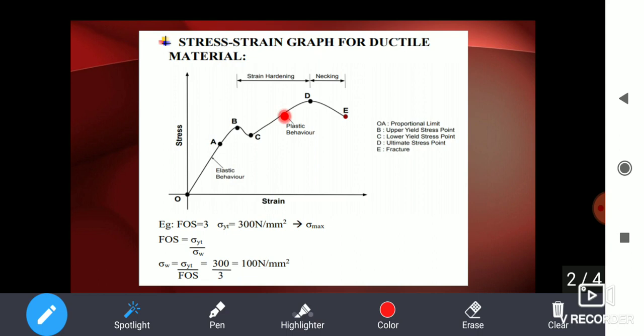finally the material breaks. This breaking point is just after the material has reached its maximum stress value. Once the material has reached the maximum stress value, then after that, at a point E, the material breaks. So we can say that once the material has reached the maximum stress value, at any point, not only at D, it can break here also. So at any point, the material can break.